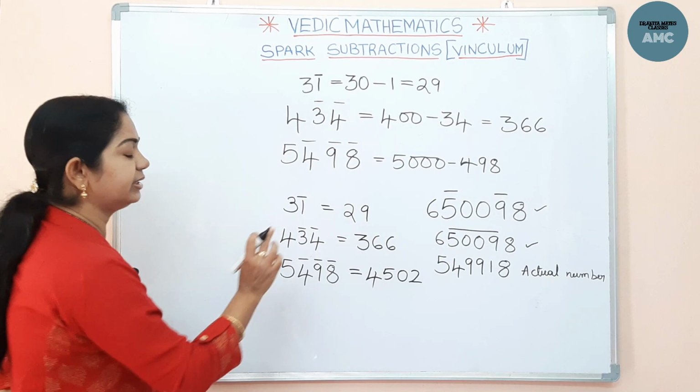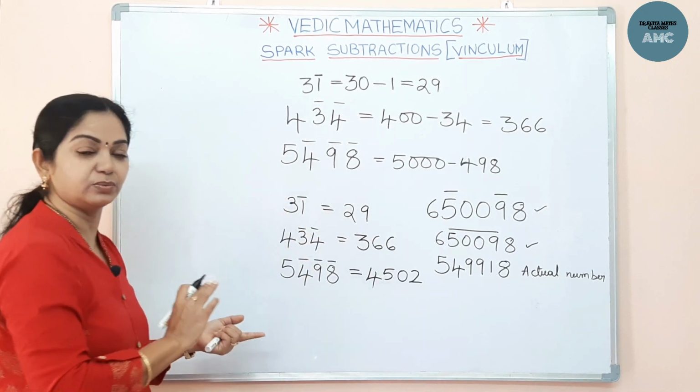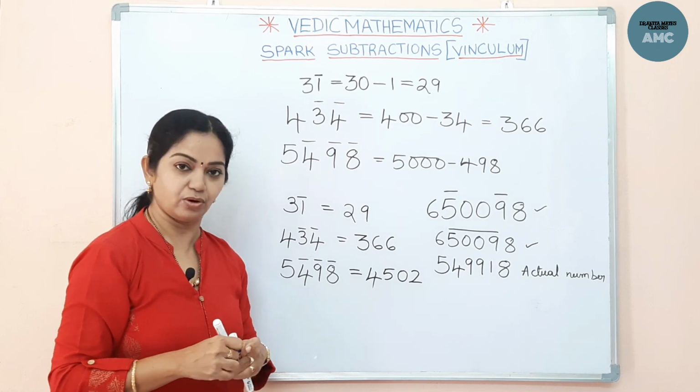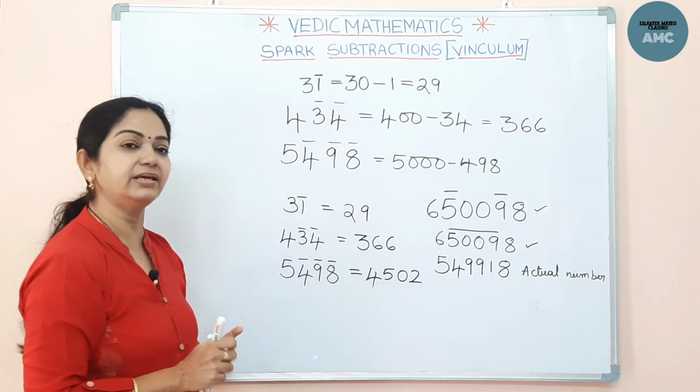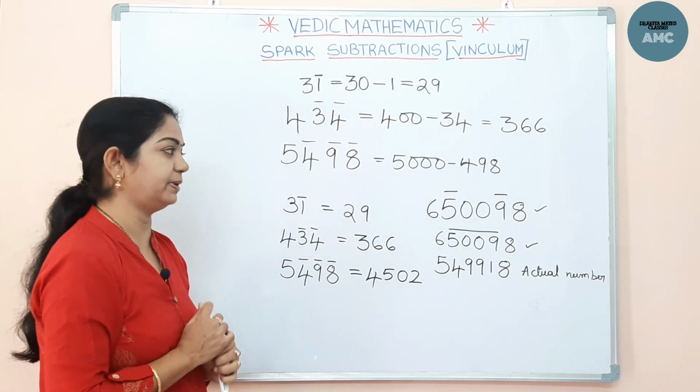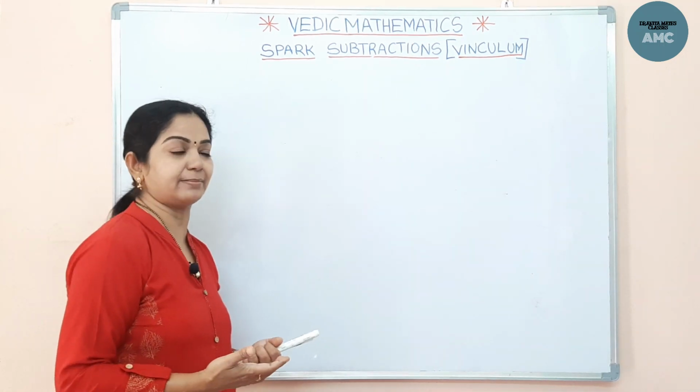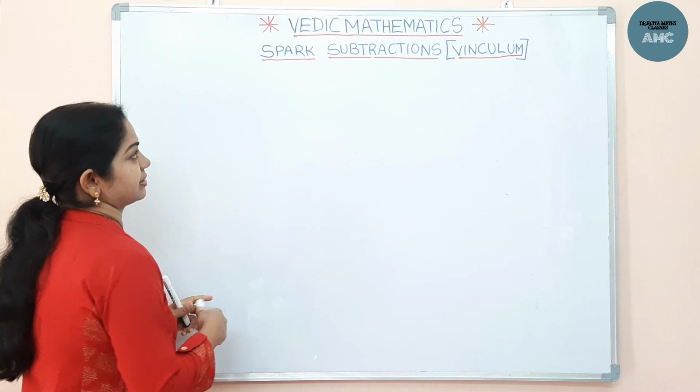Now with this concept of converting the vinculum numbers to the normal numbers, we will start the subtraction. Please copy down this, pause and copy down. Let's do a few more examples and proceed to the spark subtractions.